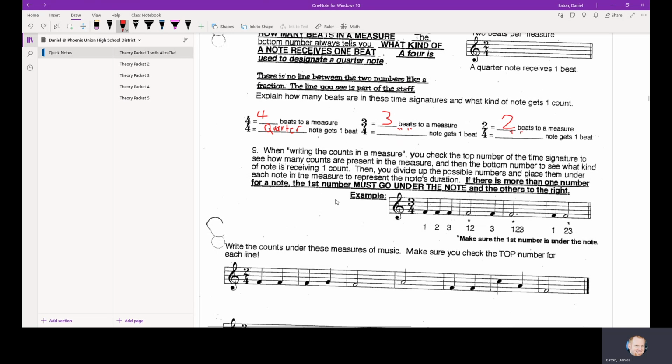When writing the counts in a measure, you check the top number of the time signature to see how many counts are present in the measure, and then the bottom number to see what kind of note is receiving 1 count. Then you divide up the possible numbers and place them under each note in the measure to represent the note's duration. If there is more than 1 number for a note, the first number must go under the note and the others just to the right of it.